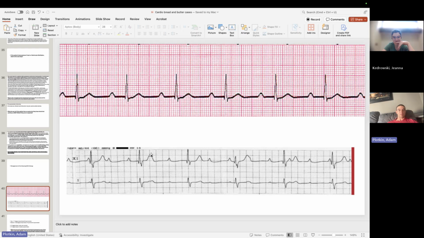No, because look, we've got this one here. I don't see any QRS. We've got this one here. I don't see any QRS. We've got this one here. I don't see any QRS, right? I can give you many more examples. So this is an example of third degree heart block.